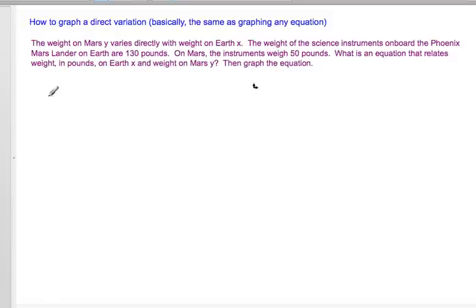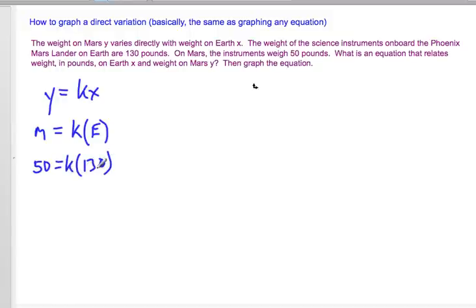So we're going to use the equation y equals kx for direct variation. And we know that y is going to represent the weight on Mars. I'll call that m right now for Mars. And we're going to figure out k. And x is going to equal the weight on Earth. I'll write e. The weight on Earth, sorry. And the weight of the instruments on Mars is 50 pounds. K we're going to figure out, and the weight of the instruments on Earth is 130 pounds.